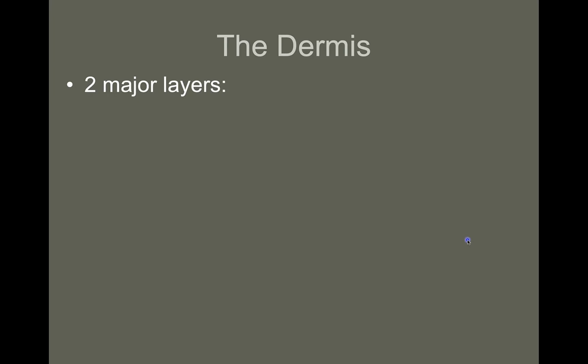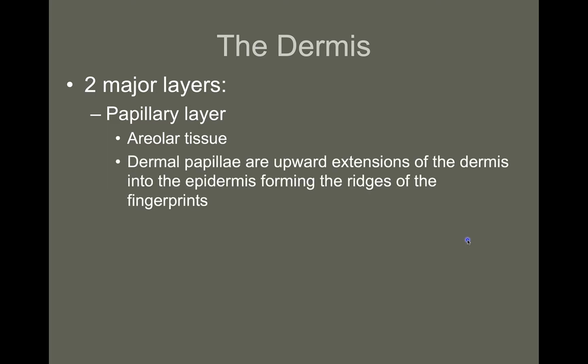So let's take a little bit of a closer look. We said there were two major layers, our papillary layer, and our papillary layer is made of areolar tissue. So lots of space in there for blood vessels and nerves to pass through. Now we have these structures called dermal papillae, and basically you can think of these as little finger-like projections that are from the extensions of the dermis that push up into the epidermis. And what that does is it increases surface area for the basement membrane to adhere the two layers together, but it also forms the ridges of our fingerprints.